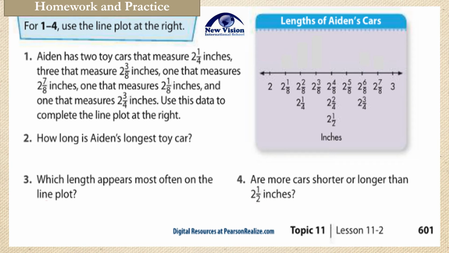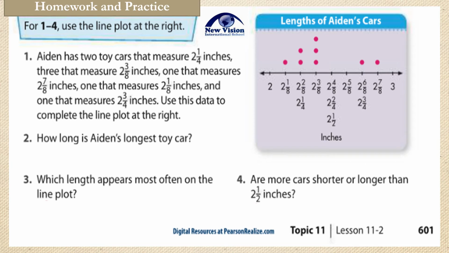According to this data, we must put 1 dot above 2 and 1/8, 2 dots above 2 and 2/8, or 2 and 1/4, 3 dots above 2 and 3/8, 1 dot above 2 and 6/8, or 2 and 3/4, and 1 dot above 2 and 7/8.